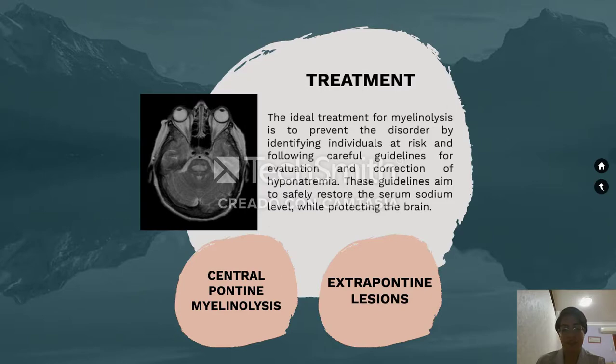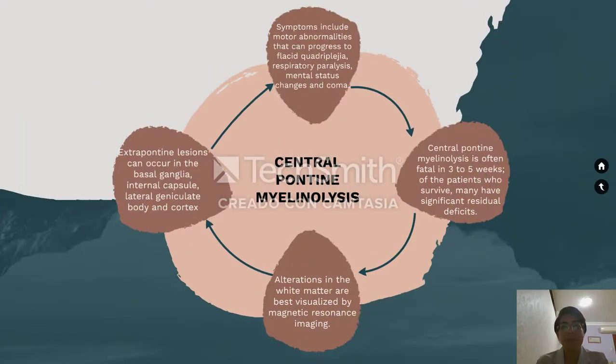Extrapontine lesions. Extrapontine lesions can occur in the basal ganglia, internal capsule, lateral geniculate body, and cortex. Symptoms include motor abnormalities that can progress to quadriplegia, paralysis, mental status changes, and coma. Central pontine myelinolysis is often fatal in 3 to 5 weeks. Of the patients who survive, many have significant residual deficits. Alterations in the white matter are best visualized by MRI.